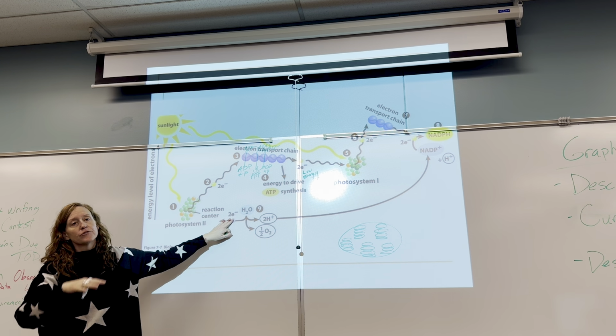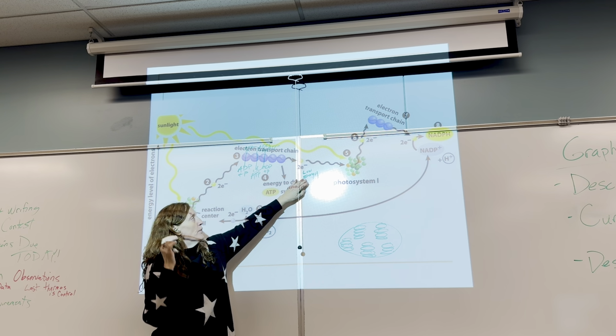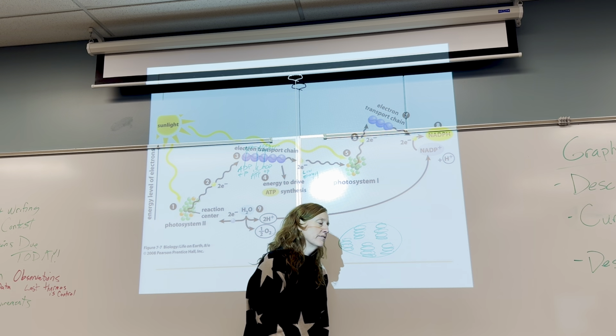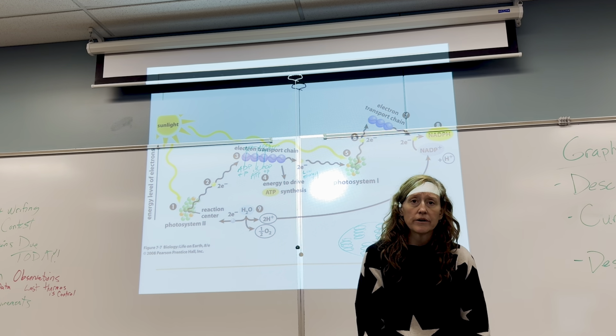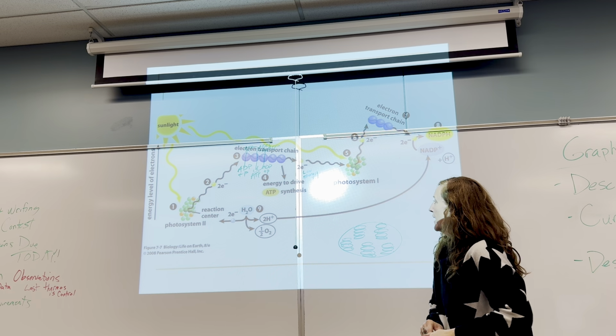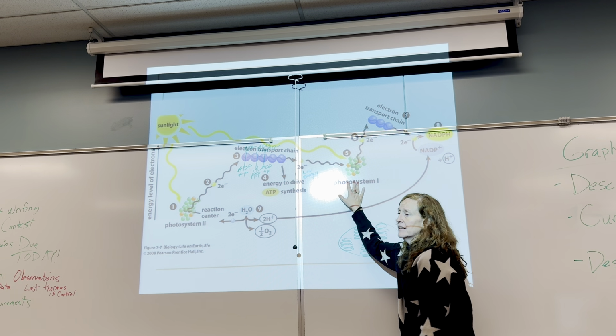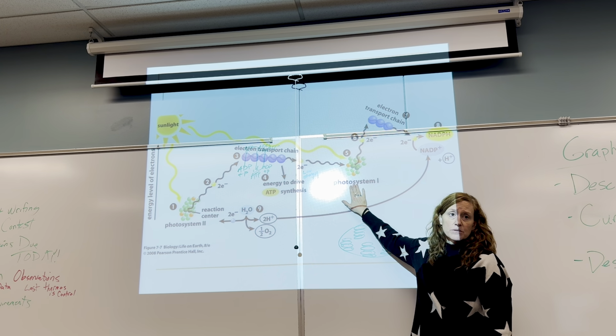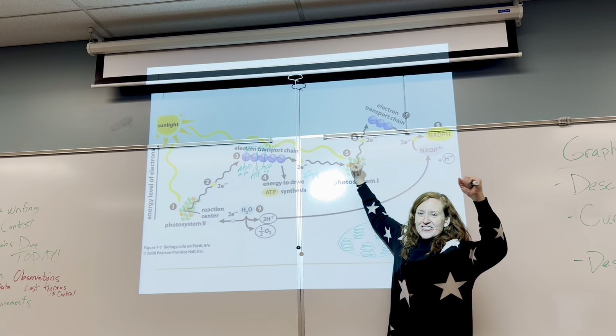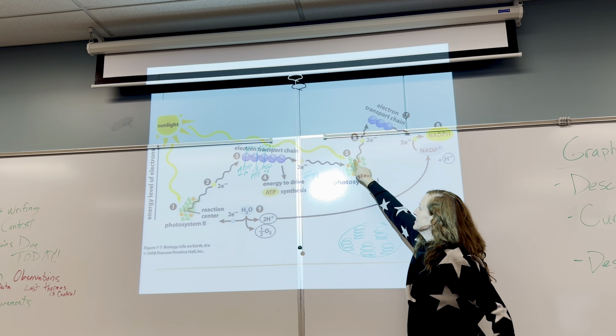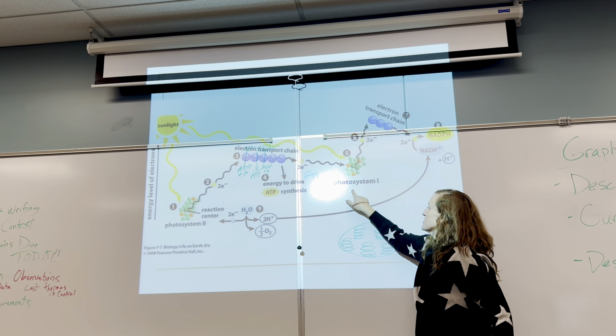And we started with 2 electrons. So now these 2 electrons at the end, they're like, I gave up all my energy. I'm so tired. I'm going to go over now. So this part of the thylakoid membrane, I'm going to go over to photosystem 1. And I'm going to get re-energized by the reaction center of the light harvesting complex of photosystem 1.